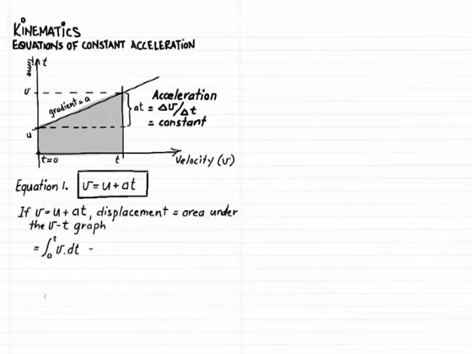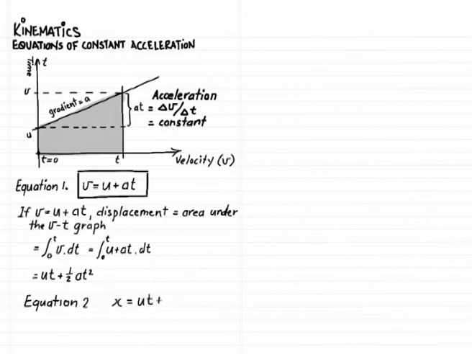So if we integrate with the limits between 0 and time t, we get the area equal to the integral from 0 to t of v dt, and substituting equation 1 in there, of course, is the integral from 0 to t of u plus at with respect to time. If we do the integration, of course, we get ut plus a half at squared. That then gives us a formula for the displacement x at any time t, where x is equal to ut plus a half at squared.